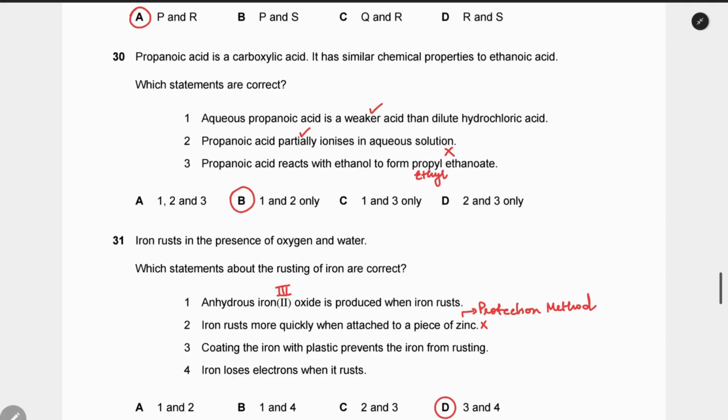31. Iron rusts in the presence of oxygen and water. Which statements about the rusting of iron are correct? Anhydrous iron(II) oxide is produced. No, we get iron(III) oxide. Iron rusts more quickly when attached to a piece of zinc. No, it's actually not, because zinc will act as a protection method. It's a barrier method. Coating the iron with plastic prevents the iron from rusting, which is correct. Iron loses electrons when it rusts, which is also correct. So the correct answer is 3 and 4.